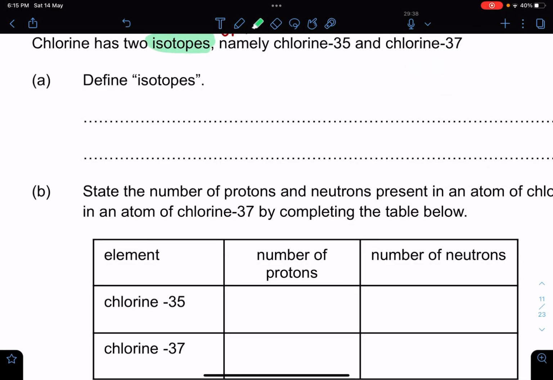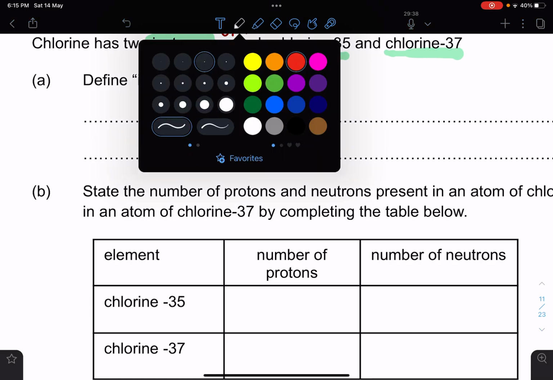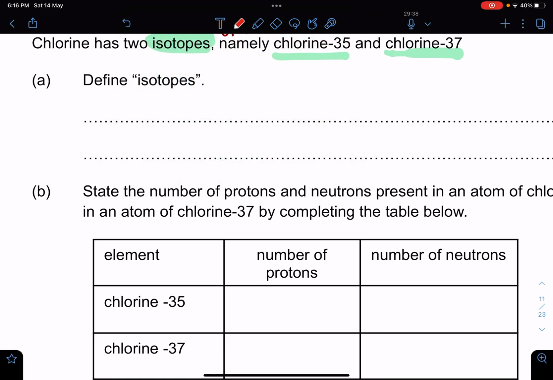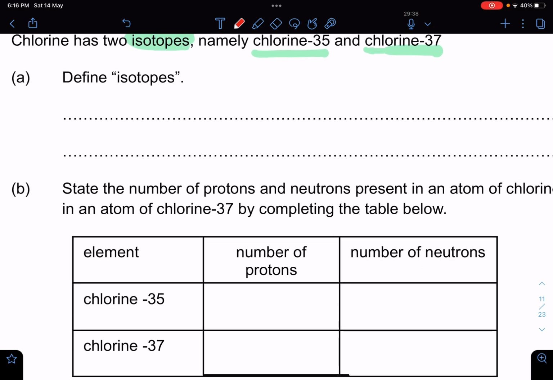Alright, we're going to use this question to study what are isotopes. So this question says that chlorine has two isotopes, namely chlorine 35 and chlorine 37. So they ask first for the definition of isotopes. This one you have to memorize. There are three parts to this definition.